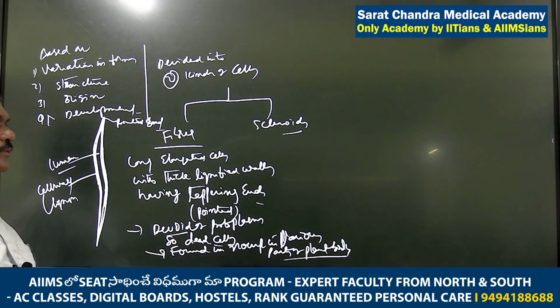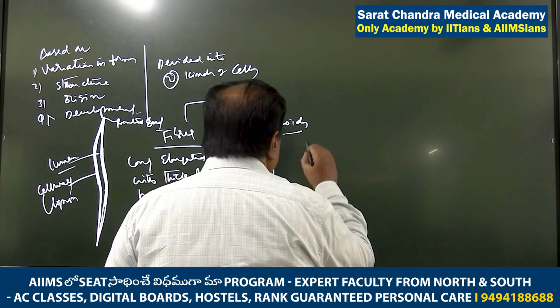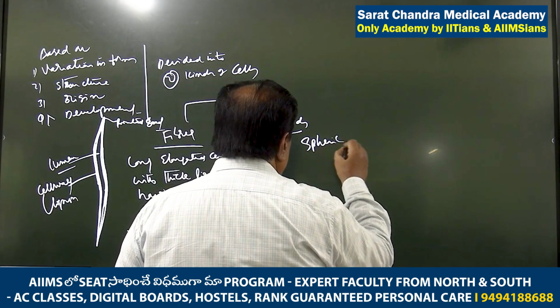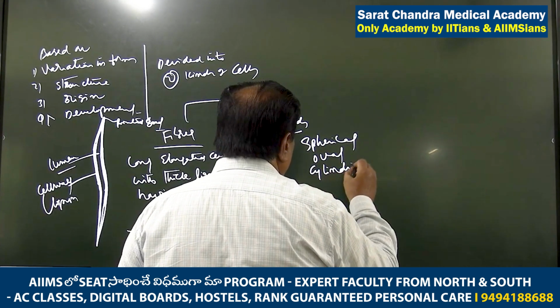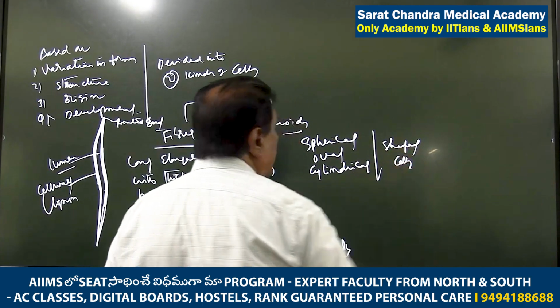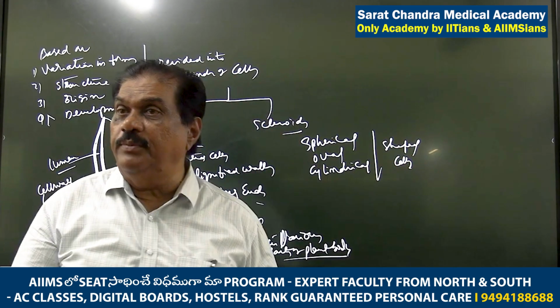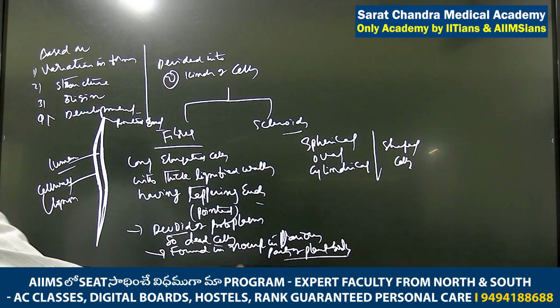Next, sclereids. What is the shape of sclereids? They are spherical, oval, or cylindrical shaped cells. Spherical, oval, polygonal shaped cells are chlorenchyma cells. Spherical, oval, and cylindrical shaped cells are nothing but sclereids of sclerenchyma.